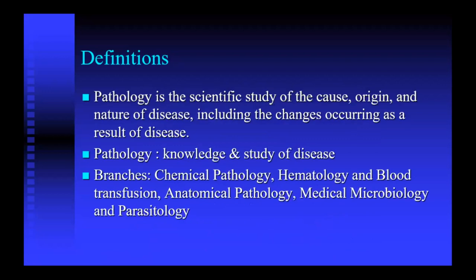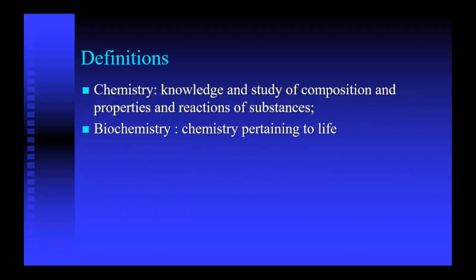A brief on definition. Pathology is the scientific study of the cause, origin, and nature of disease, including the changes occurring as a result of disease. So in a nutshell, it is the knowledge and study of disease processes. It has 4 main branches: chemical pathology, which is my own discipline, hematology and blood transfusion, anatomic pathology, and medical microbiology and parasitology.